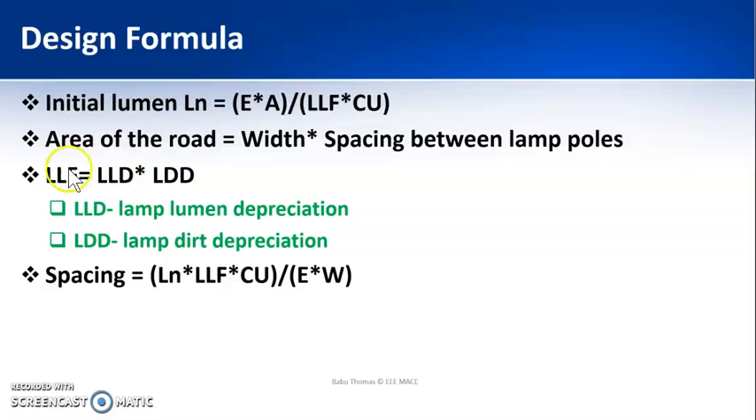Now if LLF, CU, area and the amount of illuminance are given to you, then you can calculate the spacing, where W is indicating the width of the road. S = Ln into LLF into CU divided by illuminance into width of the road, where Ln is the initial lamp lumens.